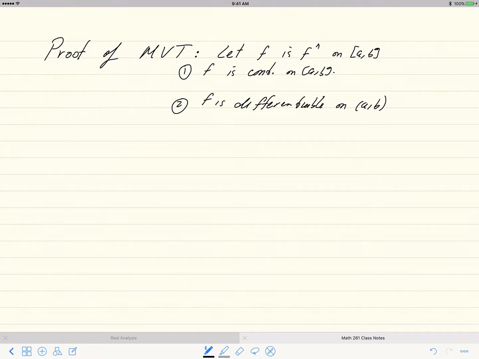We want to prove that there is a number c where f prime equals the slope of the secant. So a diagram can help guide us to what we're going to do. So similar to before, let's build a function. Here's a, here's b, here's f of b, here's f of a, and in blue here I will sketch my graph. And now I will draw the secant line.